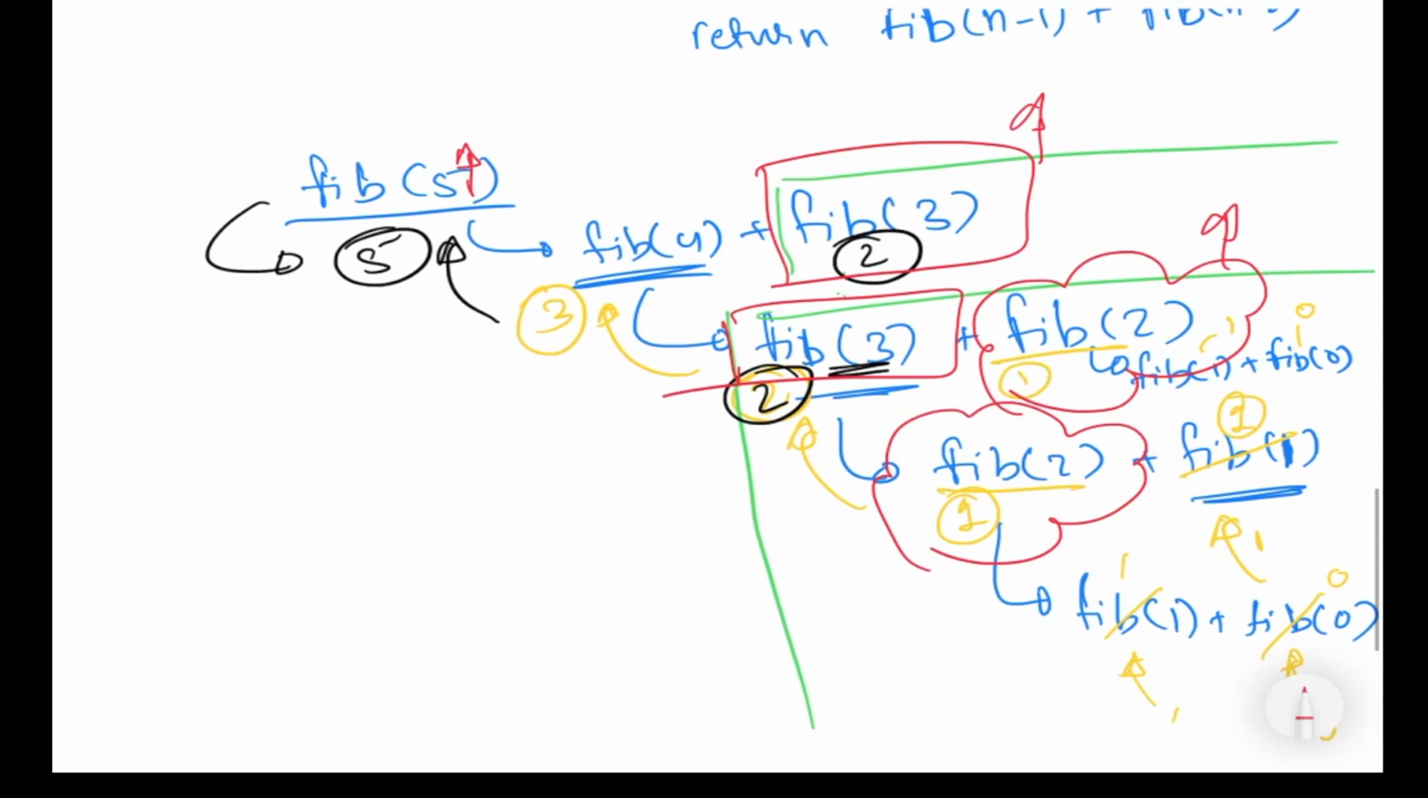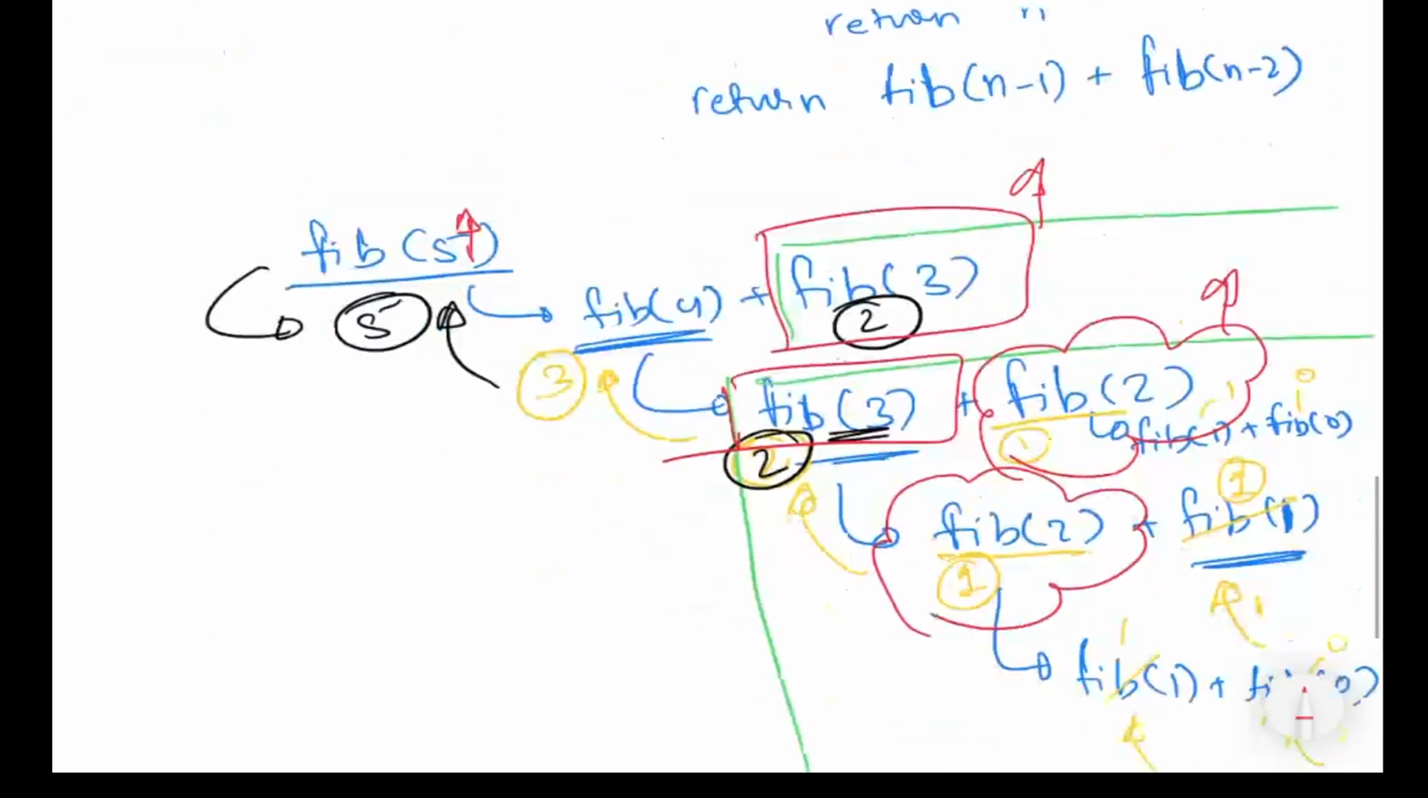So what if we could just do Fibonacci of 3 once and remember it somewhere, and if we see it again in the future, we can just check if we have seen it before, and if we have, we will just use it instead of going into the recursion depth and wasting time. So that's the idea behind dynamic programming.